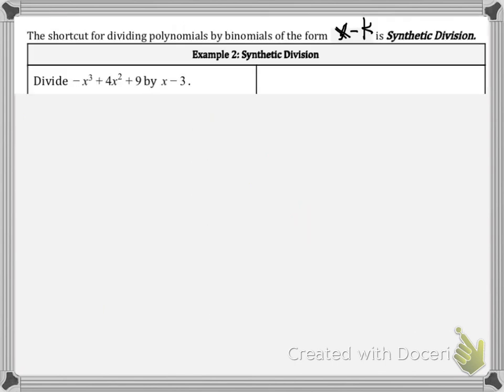In order to start, you need to make sure that you write down any missing terms. This is important with synthetic division because we don't write down the x cubes or x squareds or any of those values, so we need to make sure we have those coefficients when we write it out. So we have x cubed, x squared, and now we don't have a 0x, plus 9. That's fine. The first step is to write an upside down division sign.